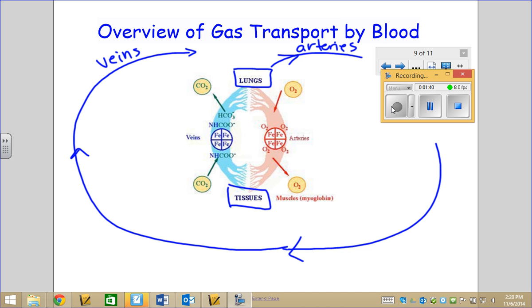Now you'll notice in my picture that the arteries are colored red on purpose, sort of. We have the tendency to color oxygenated blood red. And we'll see that even more when we do the next section, which is your circulatory system.